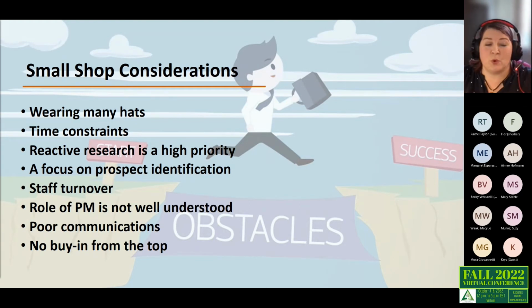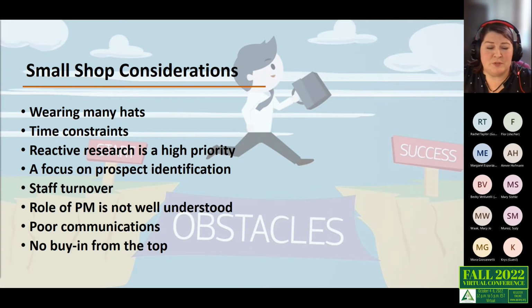Reactive research or work is a priority because we have to get stuff done now. Folks want us to identify new prospects. And then when there's changes in leadership or in staffing, especially if it's at the leadership level, that can be very disruptive just because data management processes and the overall goals may not be consistent over time when there's staff turnover. I'm thinking specifically in leadership levels.